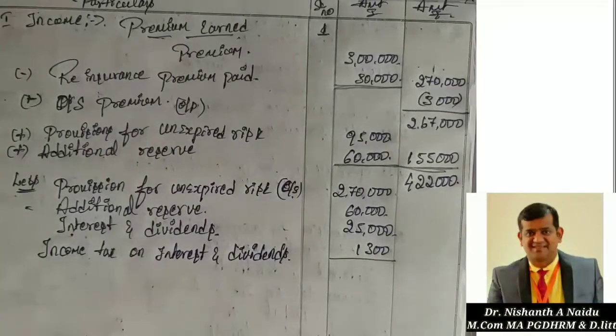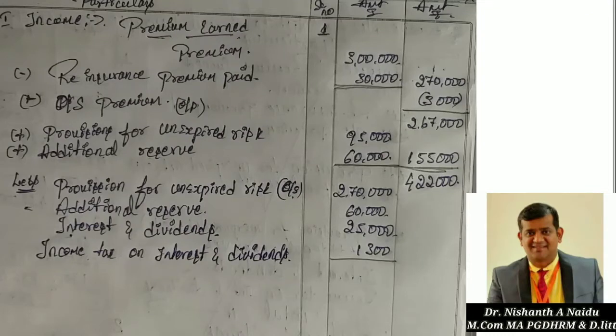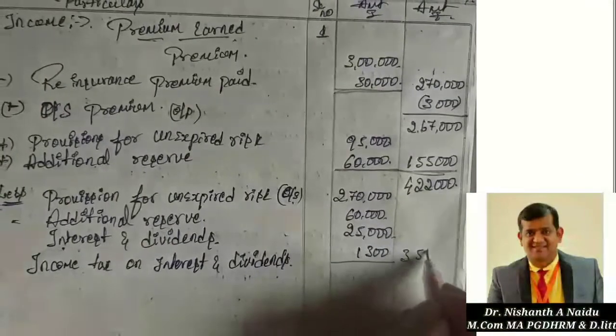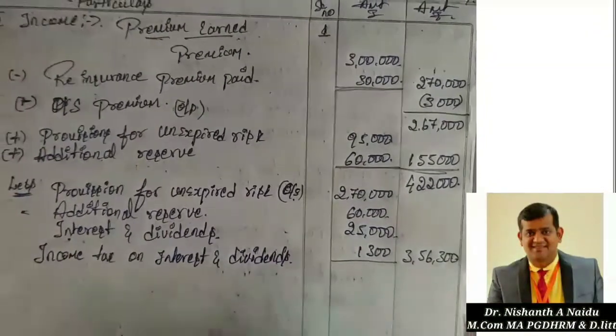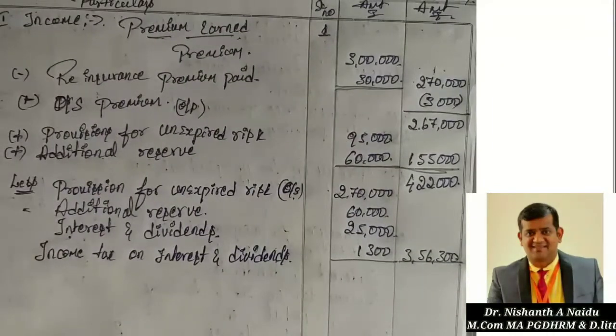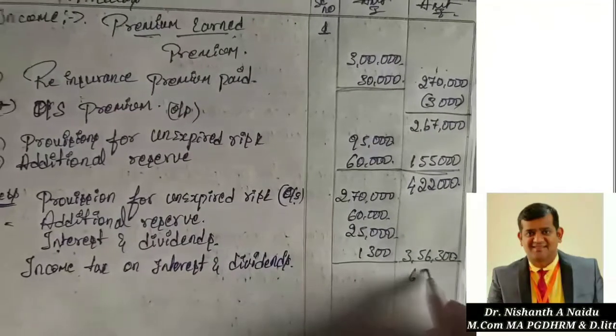So that is 2,70,000 plus 60,000 plus 25,000 plus 1,300. That is 3,56,300. How much? 3,56,300. So now deduct the entire amount, that is 4,22,000 minus 3,56,300. So you are going to get 65,700. How much?